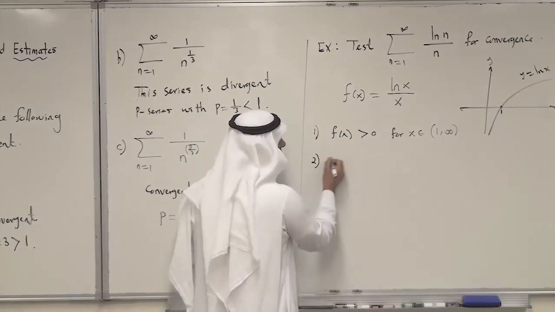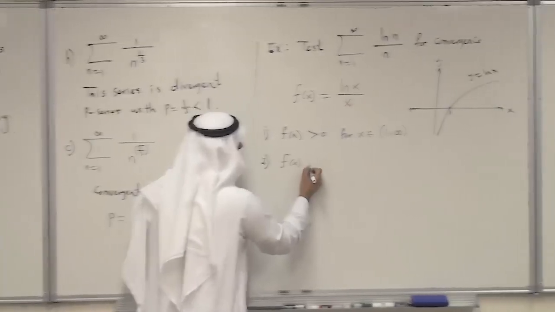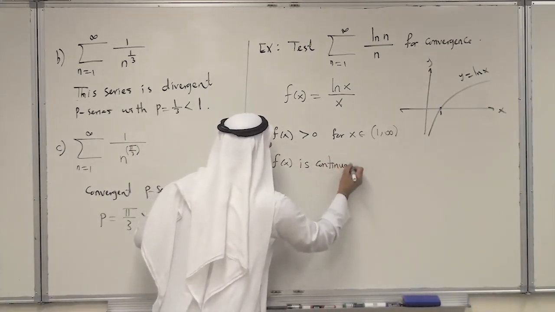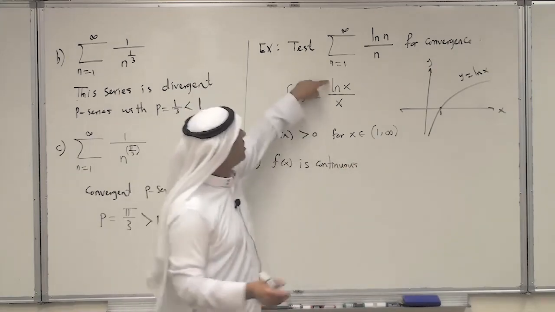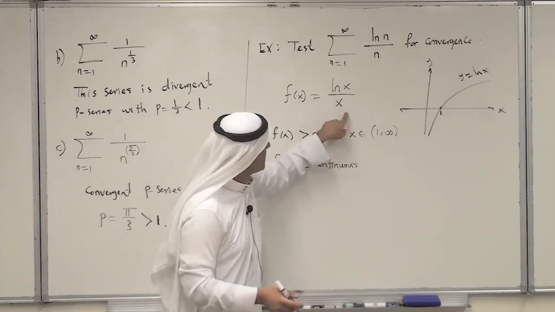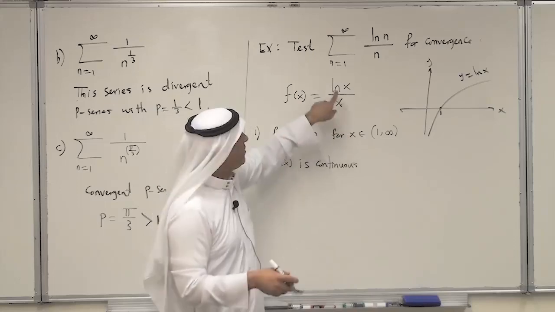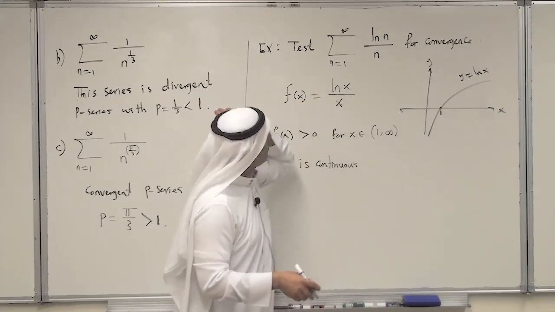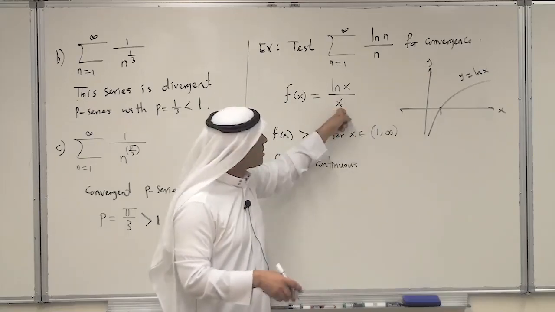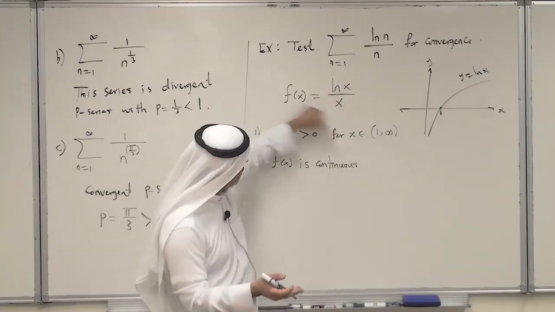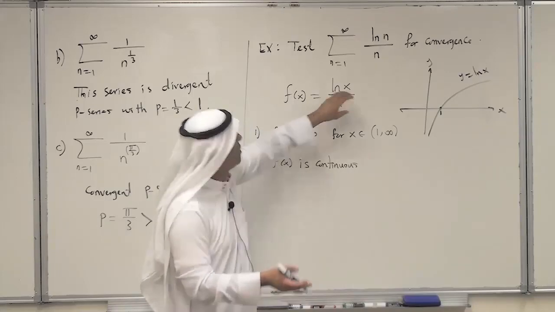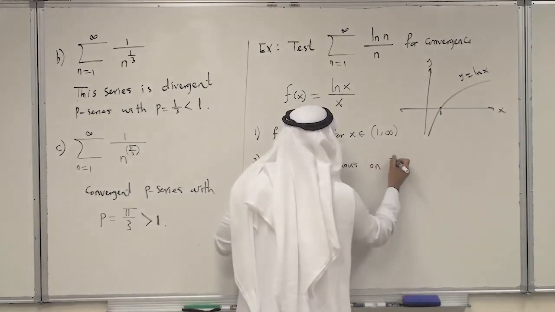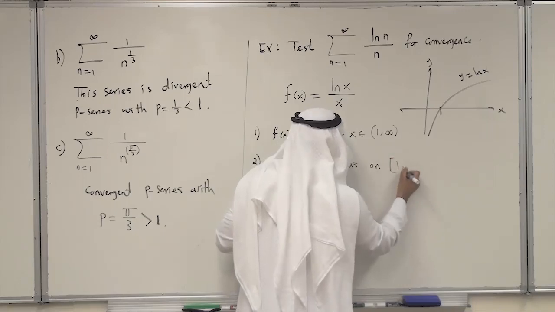The second point: is it continuous? f of x is continuous. Why is it continuous? It is the quotient of 2 continuous functions, ln of x and x. From 1 to infinity, we have no problem here because each is continuous over its domain. We only need to ignore the zeros of the denominator, which is only 0. So it is continuous on the interval 1 to infinity.